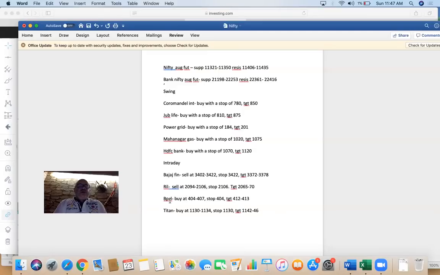BPCL I am bullish on. I will buy at about 404 to 407 on a green bar, stop at 404, target of 412 to 413. Titan is a buy at about 1130 to about 1134, stop at 1130 and target of 1142 to 1146.